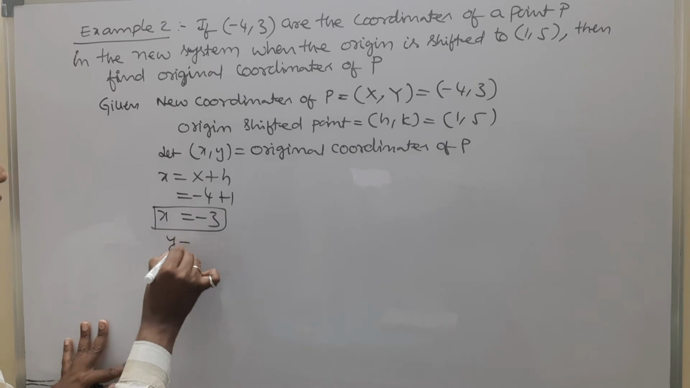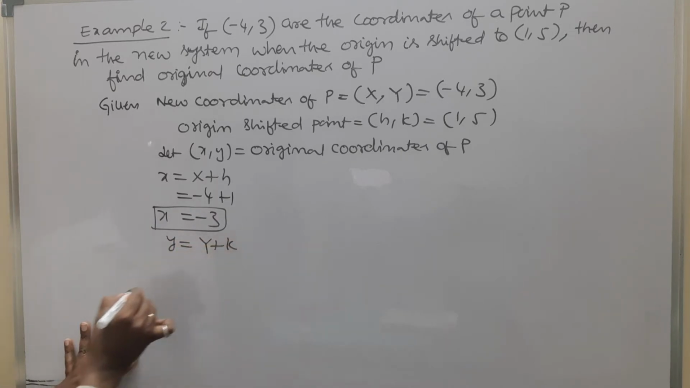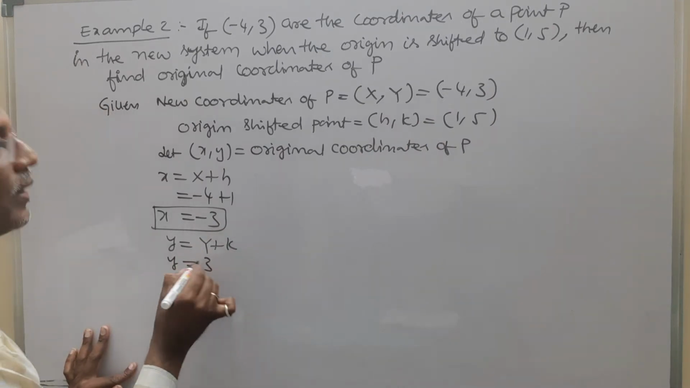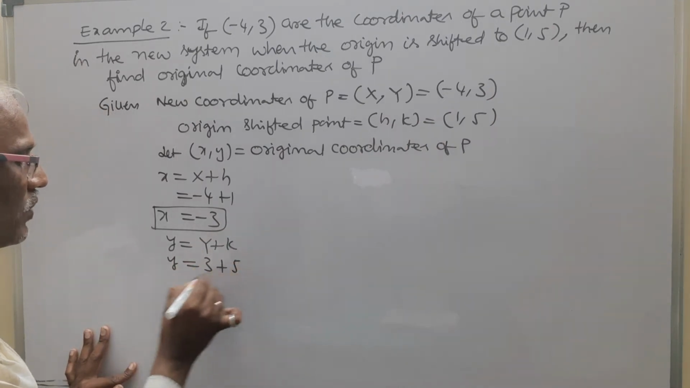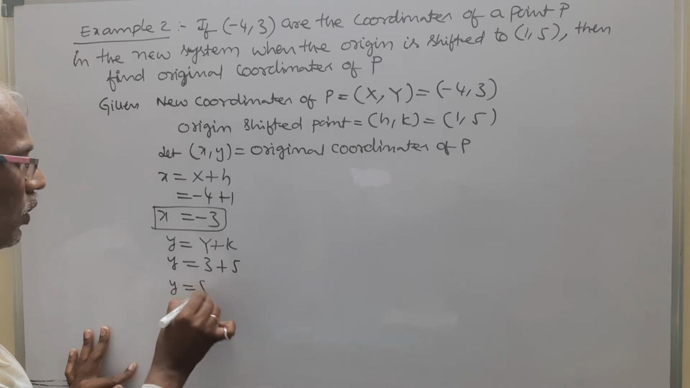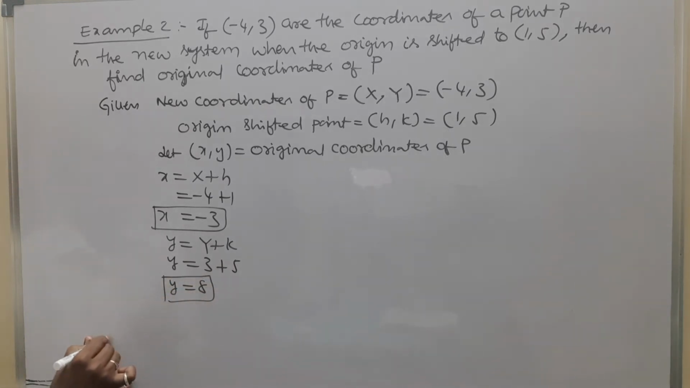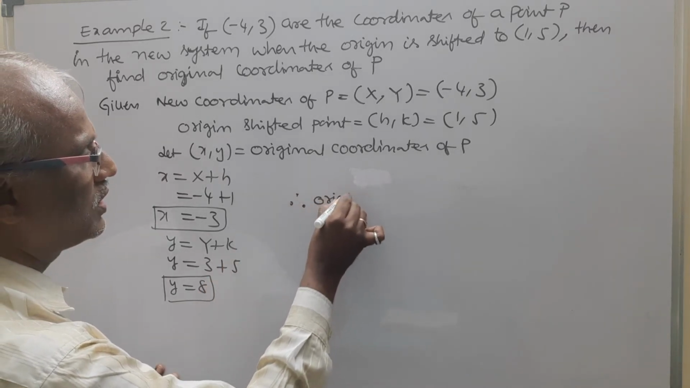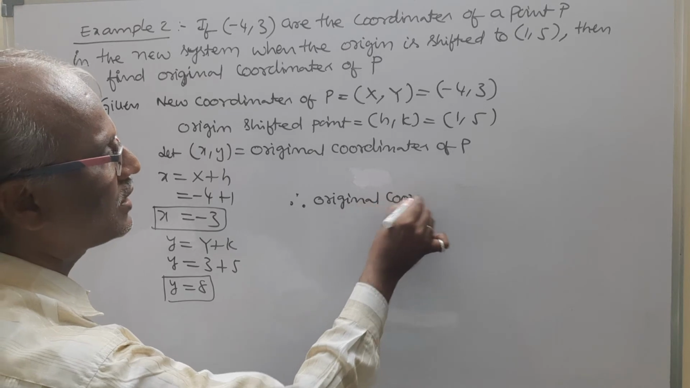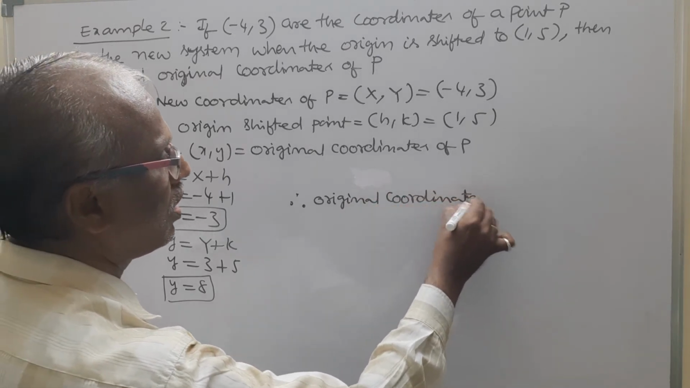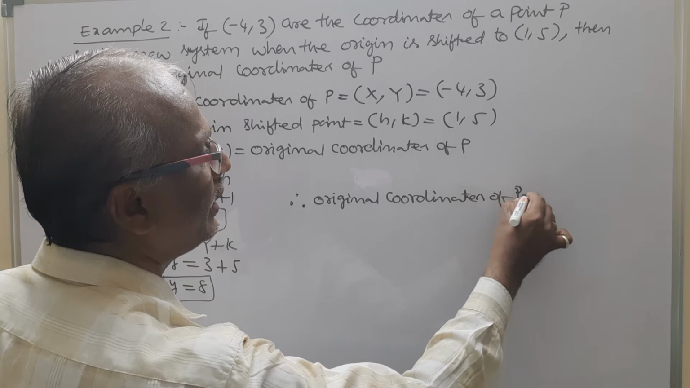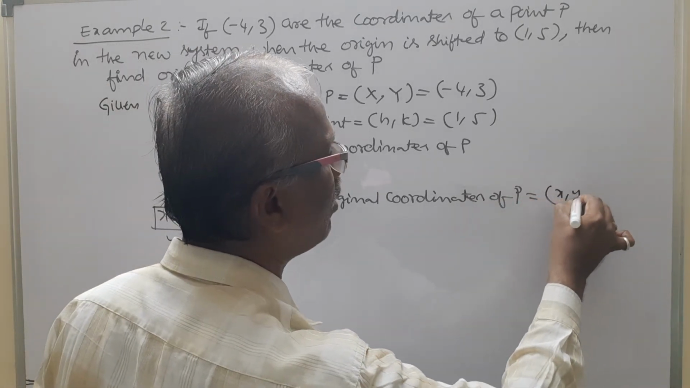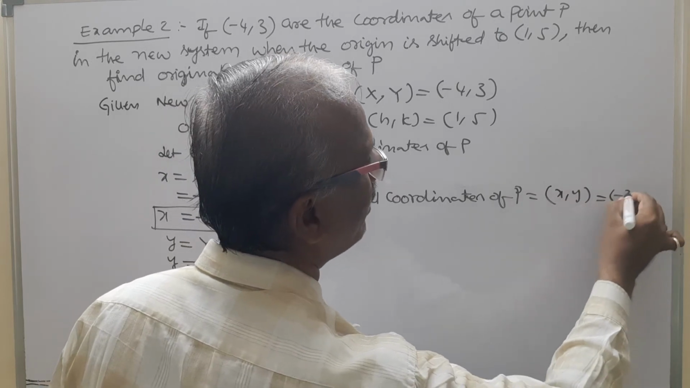y = Y + k. Here the value of Y is given as 3. The value of k is given as 5. 3 + 5 = 8. So y equals 8. Therefore, the original coordinates of P, (x, y) = (-3, 8), is the answer. (-3, 8).